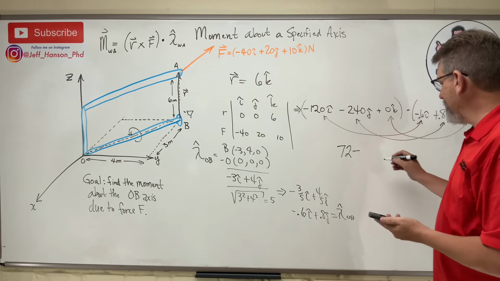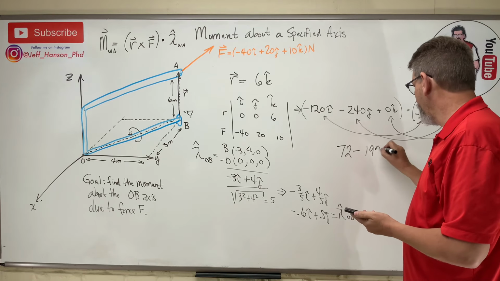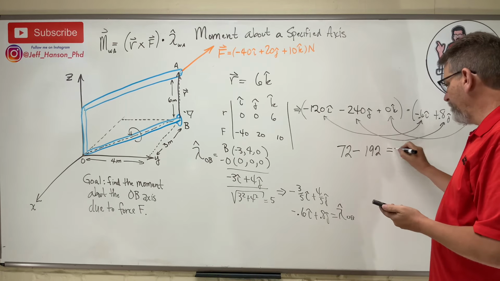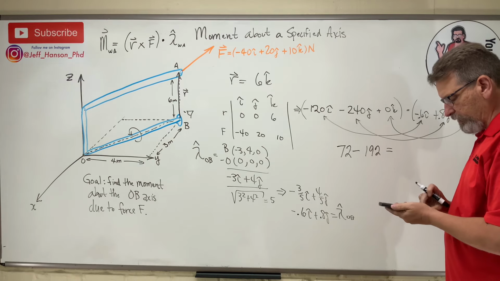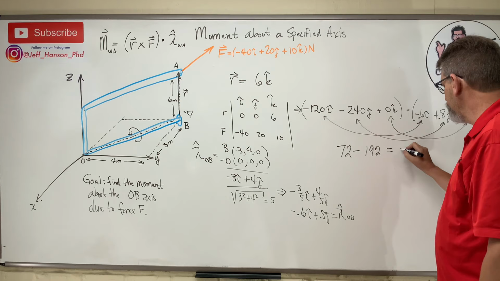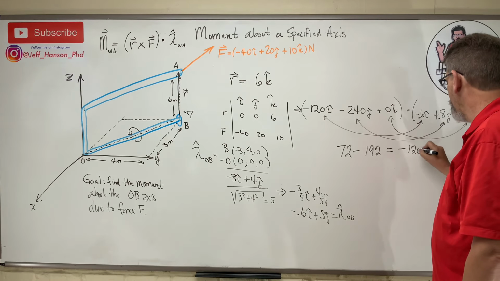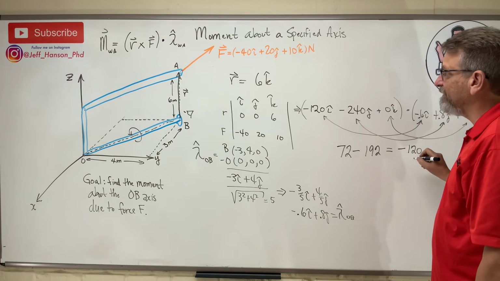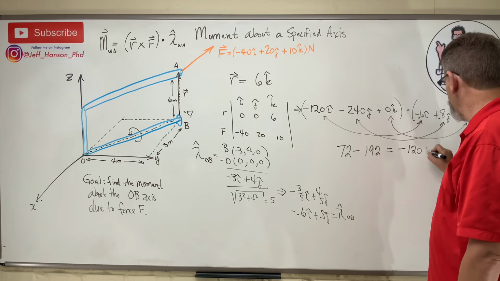Okay, 240 times 0.8 equals 192. Okay, so 72 minus 192 is negative 120. And what is this? This is a moment. So this is Newton meters.